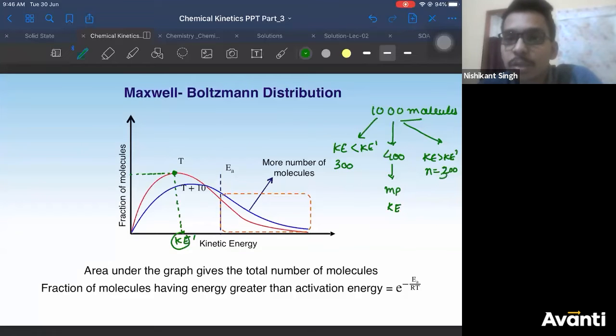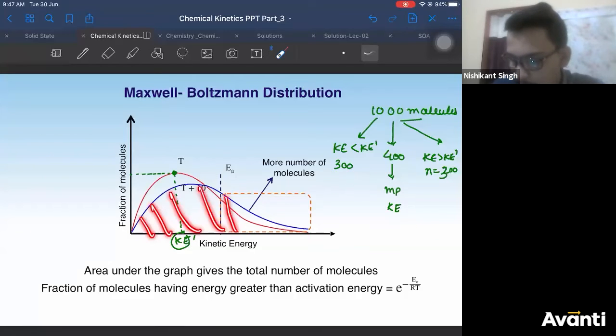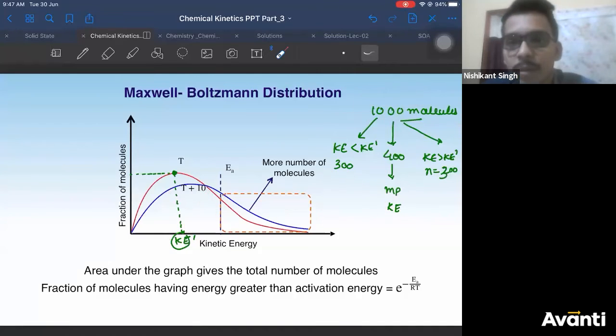So now this is the distribution of the graph. Now what you do is, you have this graph going like this, right? Now what does the area under the graph represent? We have studied it in states of matter also. Area under this graph represents the total number of molecules. That means if you find the area under the graph, you should get 1,000 total molecules.